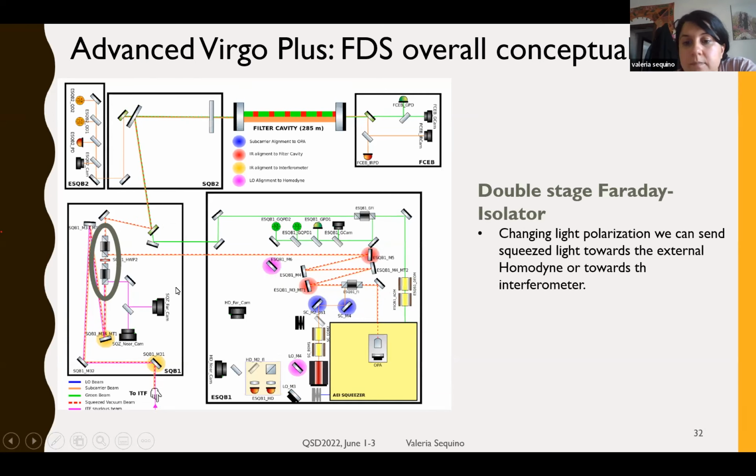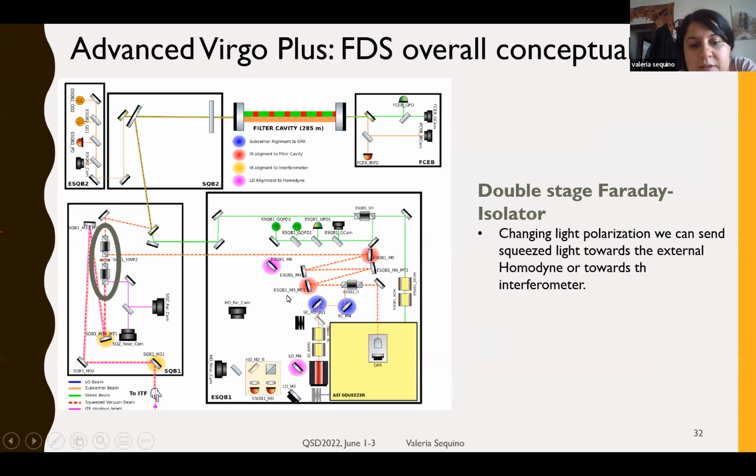There is here this double stage Faraday isolator that is important. Between the 2 Faraday isolators, we have a half-wave plate. With this half-wave plate, we can change the polarization of the light coming back from the filter cavity, and we can decide if we want to have a diagnostic measurement and then to send the squeezed light towards the external homodyne detector that is placed on the external squeezing bench, or if we want to send the beam to the interferometer.